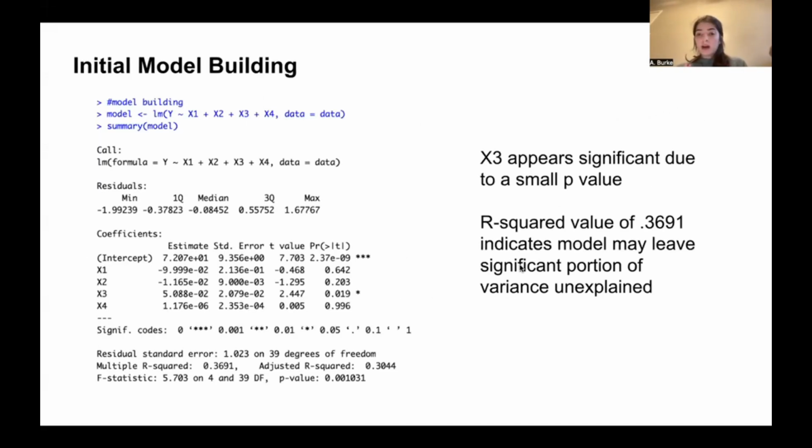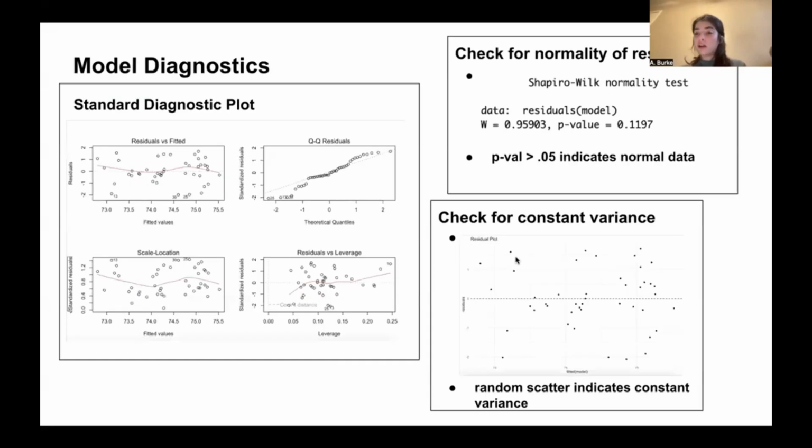For our initial model building, X3 appears significant due to a small p-value. In our initial model diagnostics, we checked for things such as normality of residuals and constant variance, which you can see here. Through the Shapiro-Wilk normality test, we saw that the residuals are normal, and through the residual plot, we were able to see that there was constant variance.